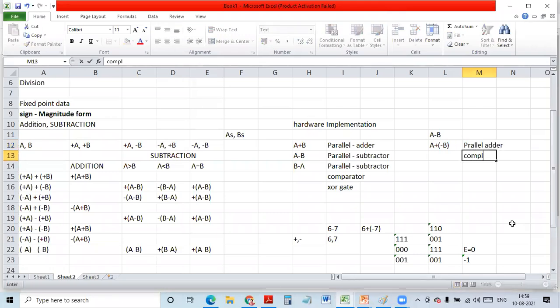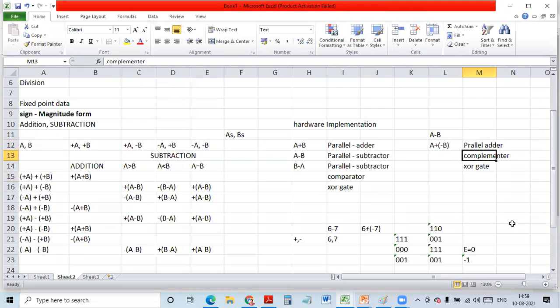So the reduced hardware is one parallel adder and one n-bit complementer, based on the number of bits in your number. What else do you require? Nothing. These two are sufficient, right? Of course, an XOR gate is a must for having the relation between the two signs. So these are the only required hardware for implementing addition and subtraction.